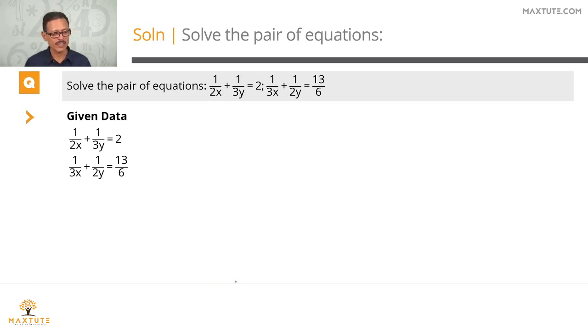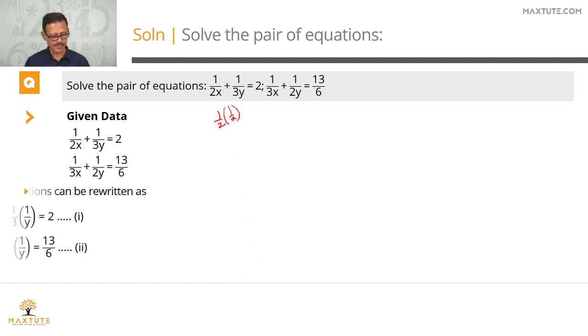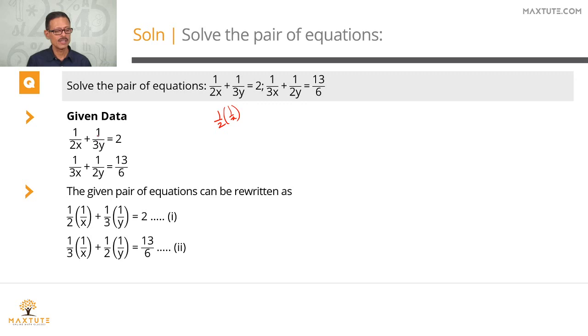1 by 2x, I'm going to write it as 1 by 2 times 1 by x. That's what I'm going to do. So we've done that. So this is the equation that we have. 1 by 3 times 1 by y, that's equal to 2. 1 by 3 times 1 by x, which is 1 by 3x. 1 by 2 times 1 by y, this is equal to 13 by 6. Now we'll reduce it to a pair of linear equations the way we are used to seeing it. Something like 4x plus 5y equals 7 is what we know as a typical linear equation.